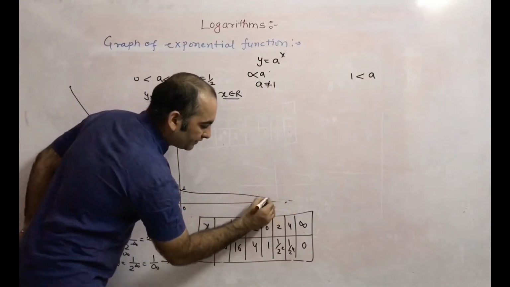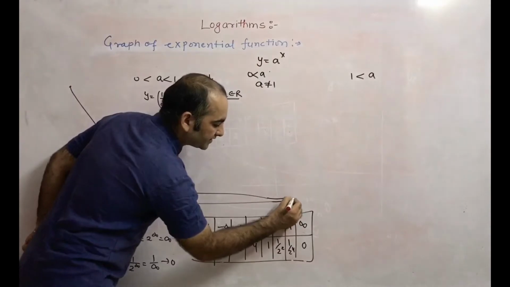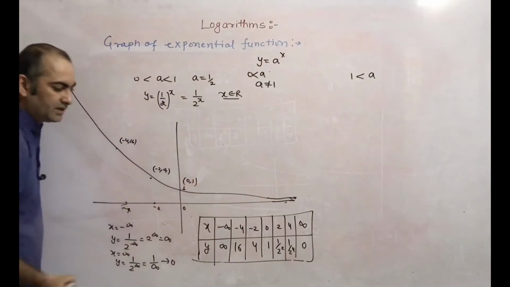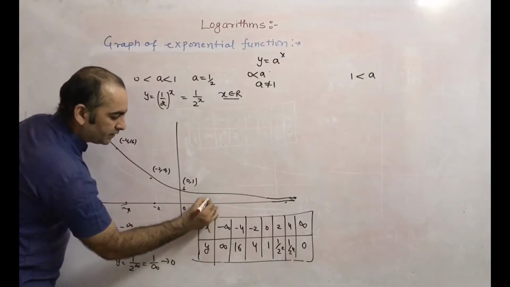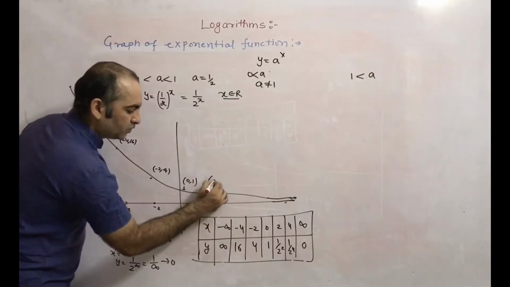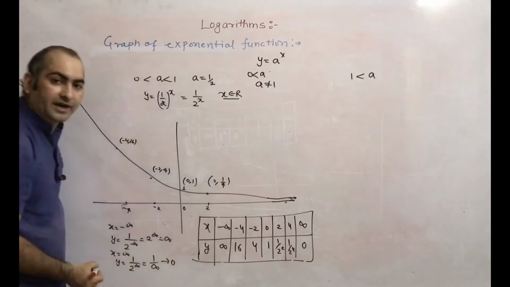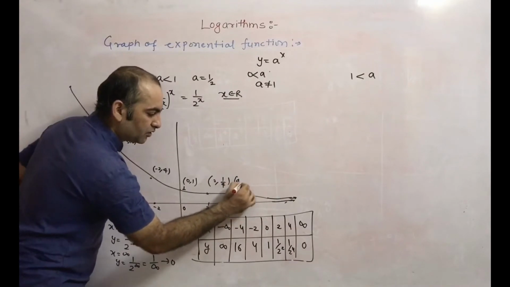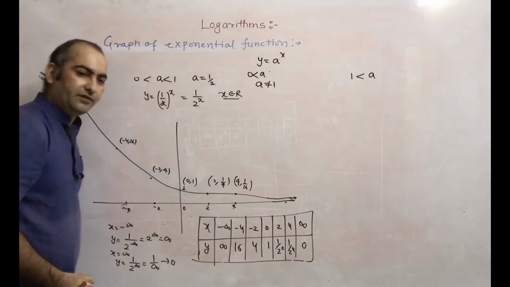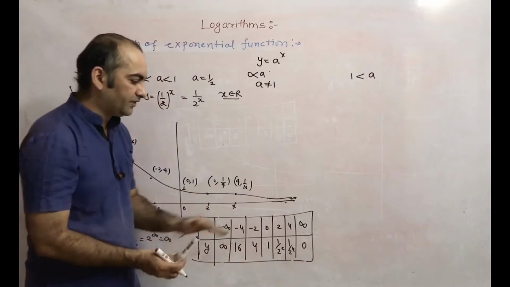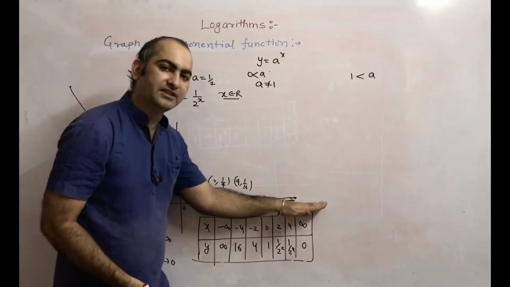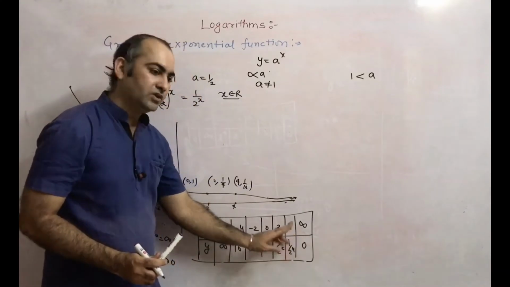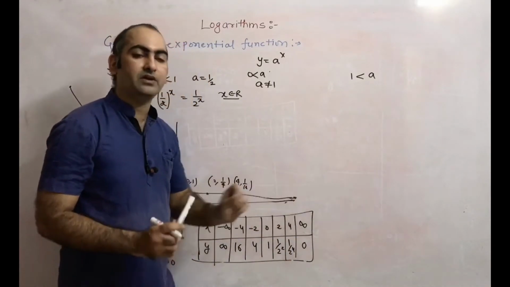It will never touch the x-axis, but it will look like it is touching the x-axis. At 0 you will get 1, so this point is 0 comma 1. Similarly, if I take 2, you get the point 2 comma 1 by 4, and if I take 4, we get the point 4 comma 1 by 16. If I go to positive infinity, the graph looks like it is touching the x-axis, but it will never touch because infinity is undefined. It comes towards 0, but it will never be 0.